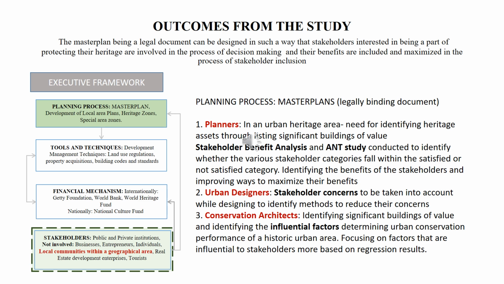And as part of the conservation architect's role, they need to identify significant buildings of value, and identifying the influential factors can help determine the urban conservation performance of a historic urban area. By focusing on the factors that are influential to stakeholders based on recognition results, it can further amplify the divide between the expectation and reality of the stakeholders present on the ground. So all these can help feed back into the system and further influence how the top-down approach of planning is not influencing how the stakeholders on the ground perceive it.